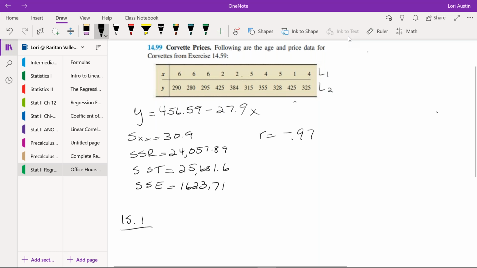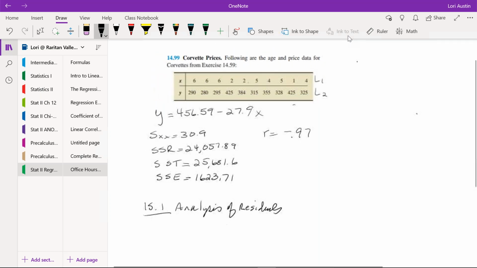So 15.1 is called the analysis of the residuals. If you recall, anytime we did a hypothesis test, certain assumptions have to be met before we can actually perform that hypothesis test. So the analysis of the residuals helps us determine if we're going to meet the assumptions necessary so that this particular set of sample data can be used to perform a hypothesis test and to make interpretations about the actual population of data. So that's the idea here.